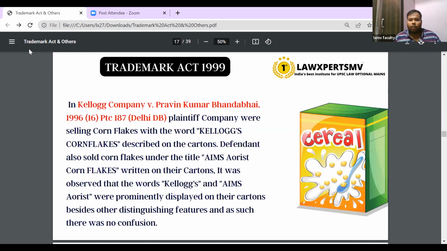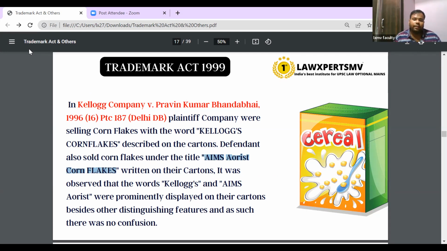Another example, Kellogg Company versus Praveen Bandhabai. In this case, this particular guy was using the word Kellogg's cornflakes. We all know the word Kellogg's cornflakes. It's very famous in the world. And another person was using the word Ames Arrowist cornflakes. So what do you think about this particular word? Whether this will cause any confusion to the public?